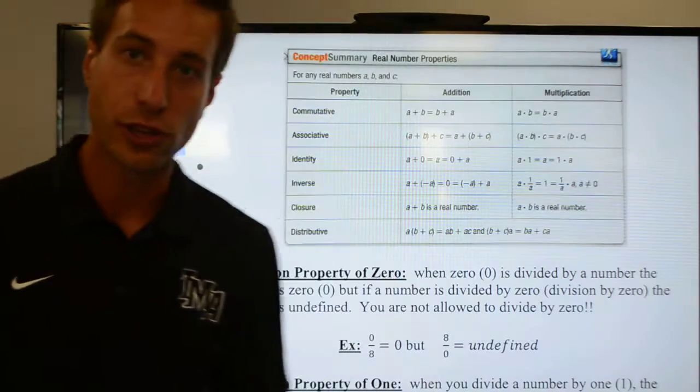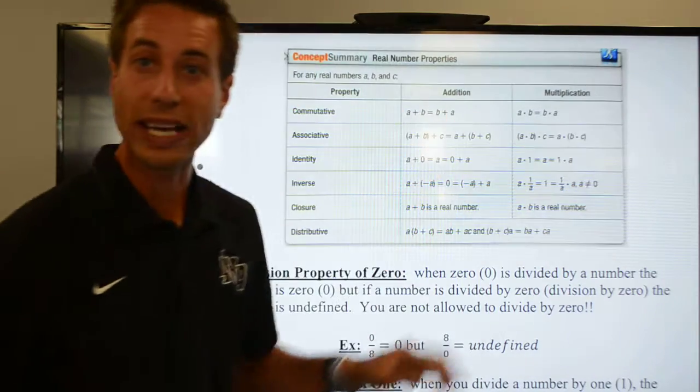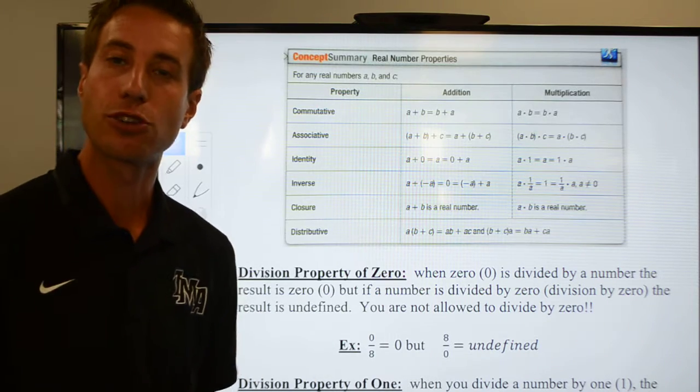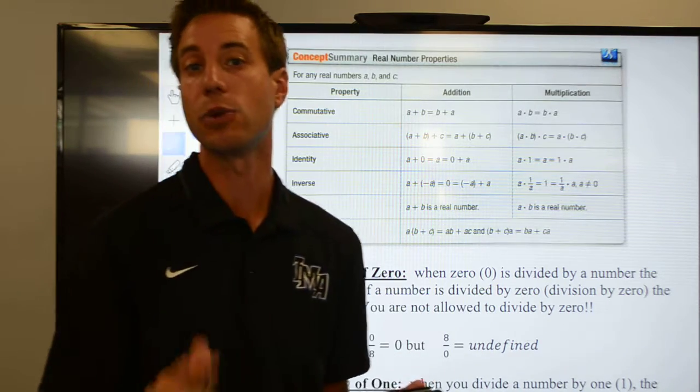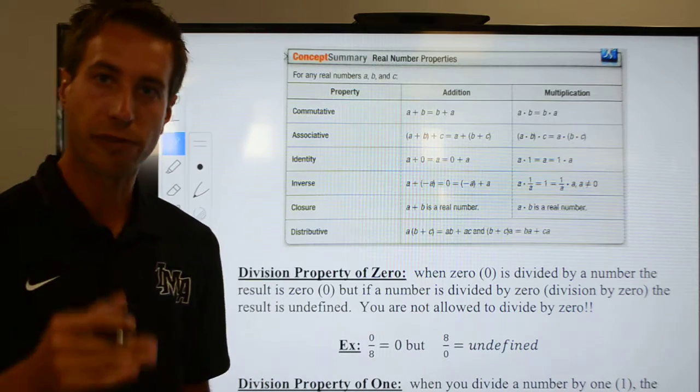All right, here we are on the next page of the notes. You should recognize these properties from Algebra 1. I'm just going to quickly review a couple of them with you just to help refresh your memory on them.